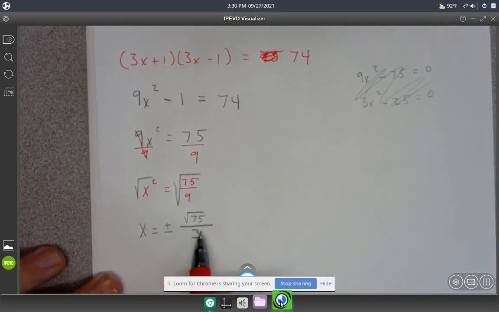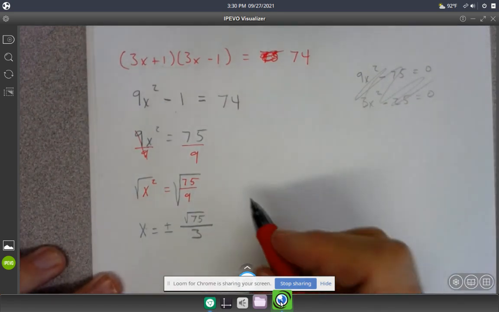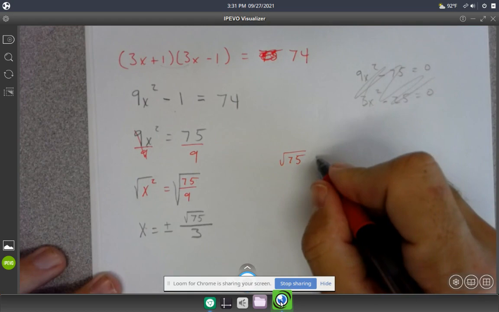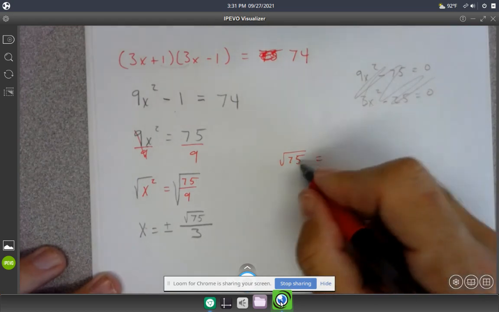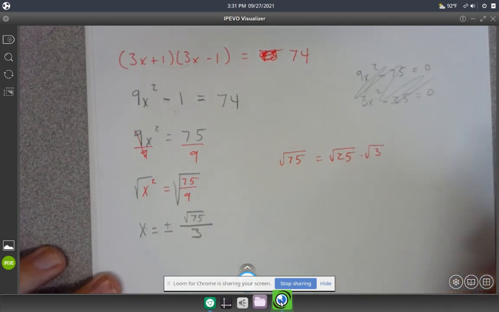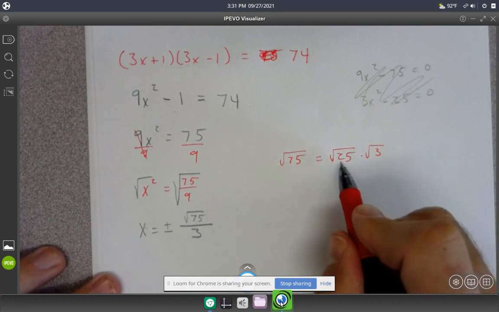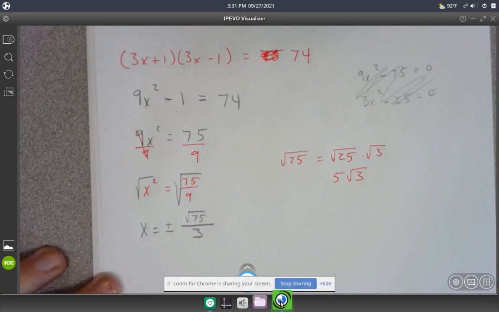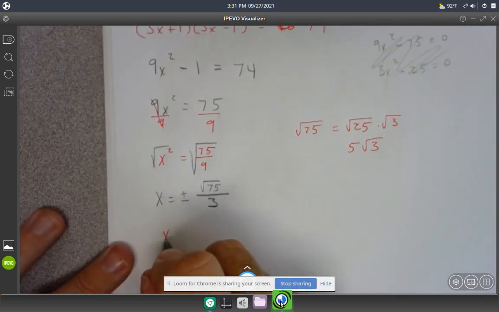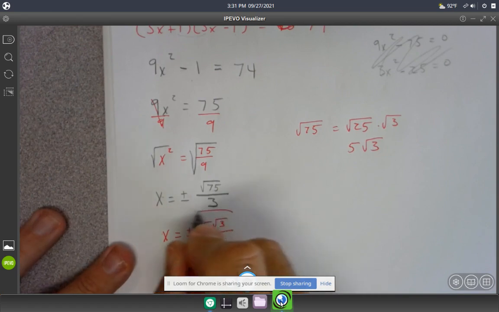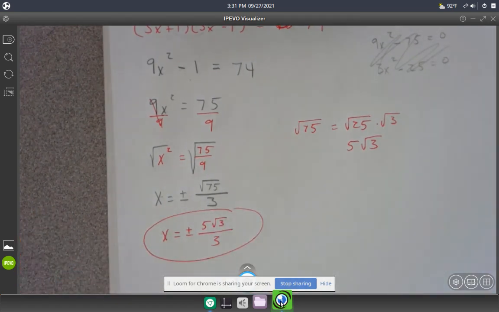So this is our answer right here, plus or minus root 75 over 3. But I'm going to take that root 75 and I'm going to simplify it. I want to find the biggest perfect square that goes into 75. It's 25. So the square root of 25 is going to become a 5. And then I still have that root 3 there. So my actual answer is plus or minus 5 root 3 over 3. That's my actual answer.